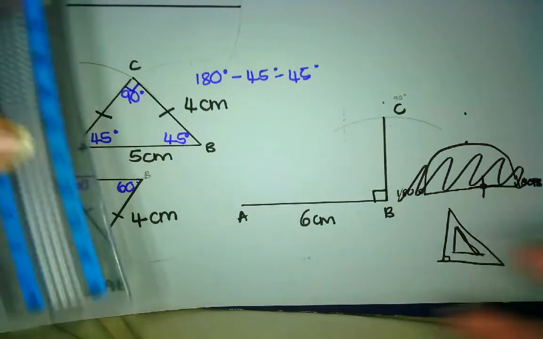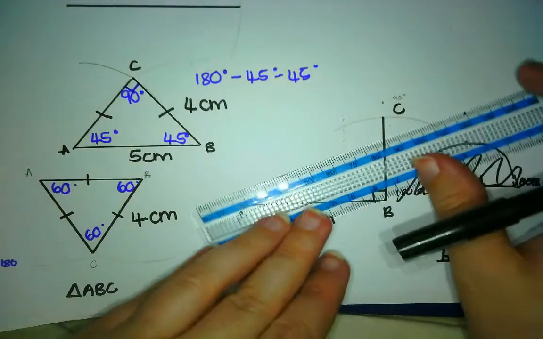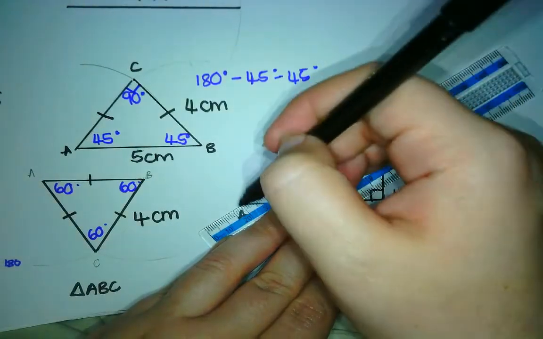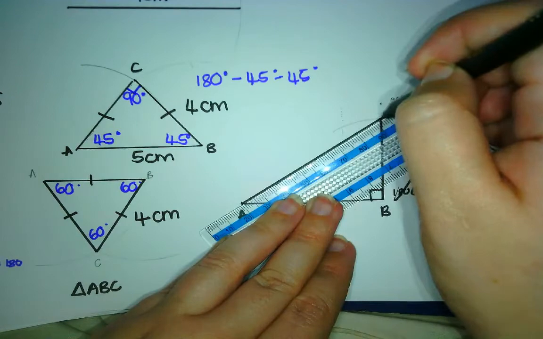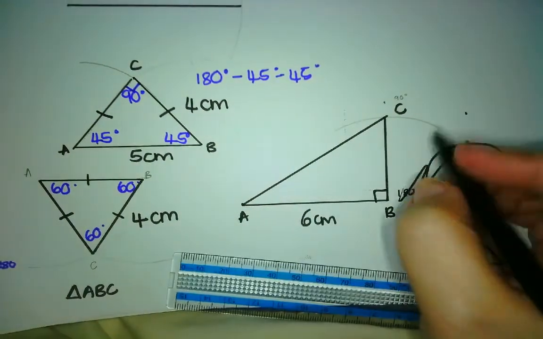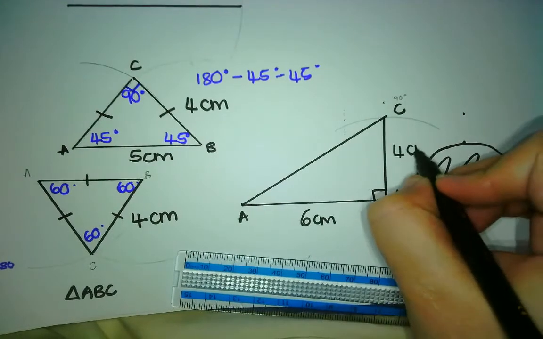Then all you do now is you actually don't need to measure the rest of it. You just go and connect it, and that is that. It's not that difficult. Alright, and there's my triangle. Last thing that I just need to write in is that this is 4 centimeters.